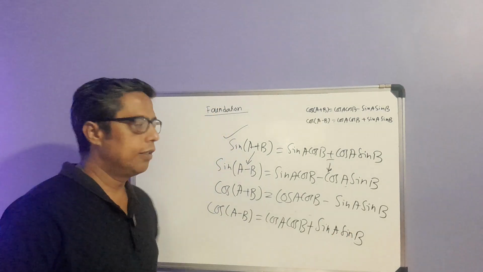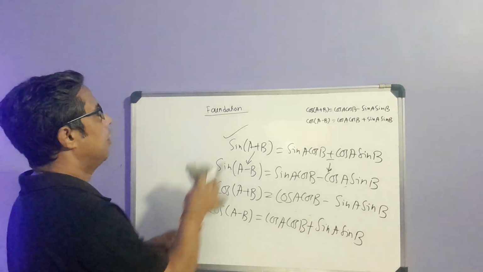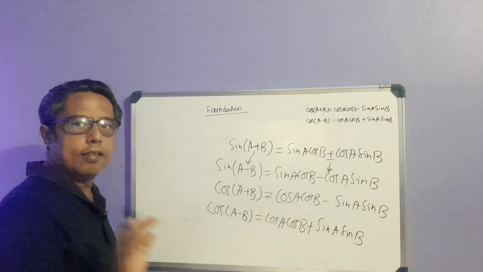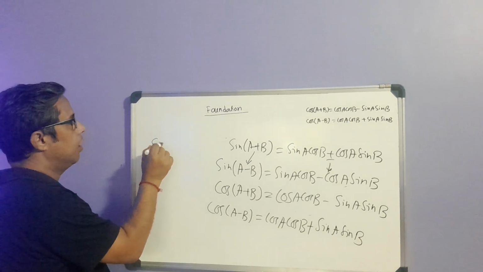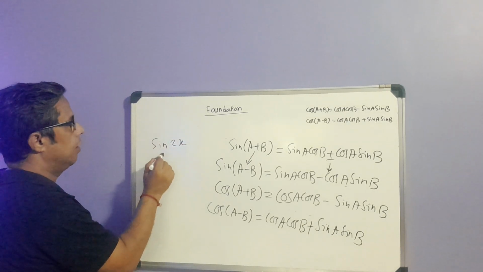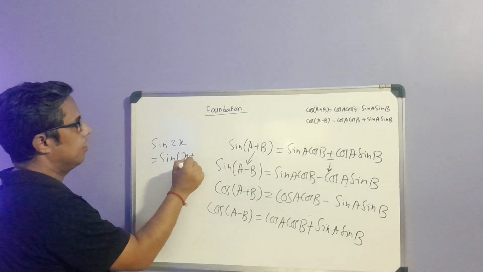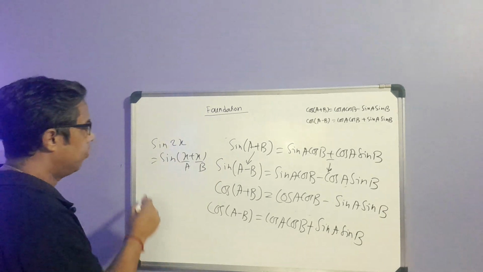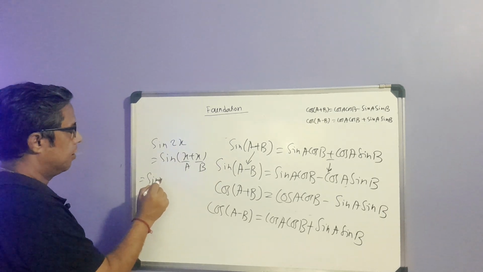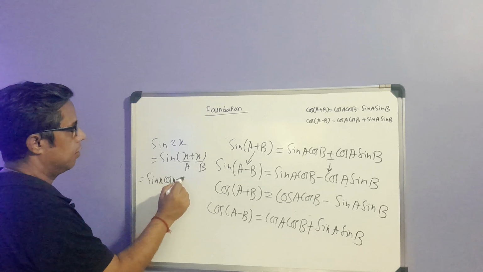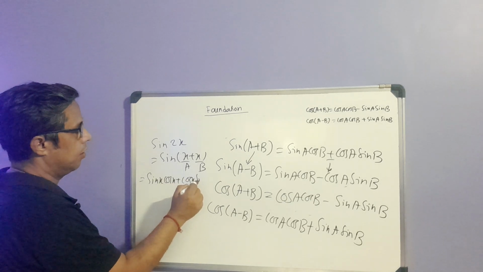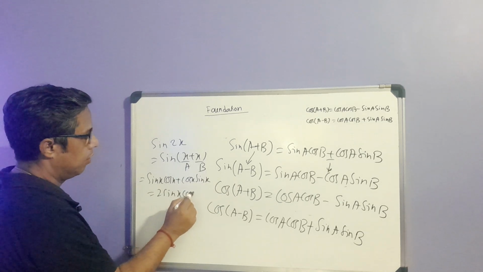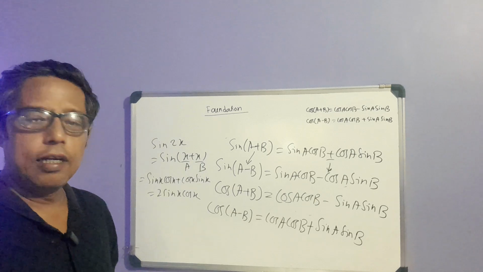Okay, that's it. Now I want to get the value of sine of 2x. So sine 2x, I can write sine of x plus x. Now this is a, this is b, right? So it will be sine x cos x plus cos x sin x. So it will be 2 sin x cos x. So this is one important relation.